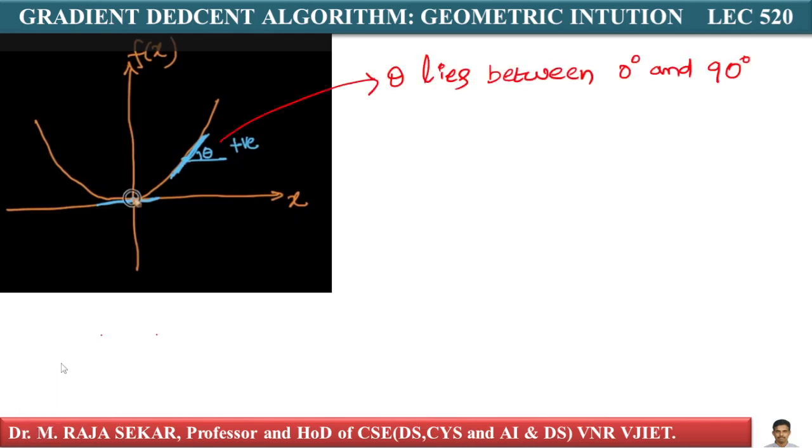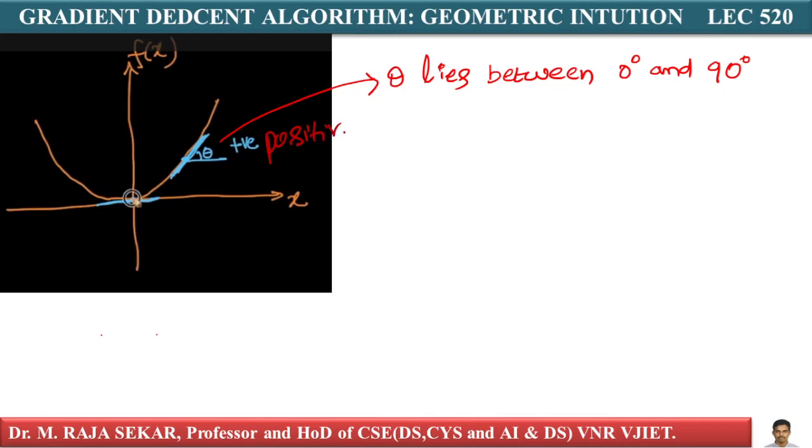In this direction, what is the slope? The slope is positive, isn't it? Now its gradient or slope is positive. I can say at this particular point, its gradient or slope is positive. Here theta lies between 0 and 90 degrees. This is a positive value, isn't it? Here I have positive slope.